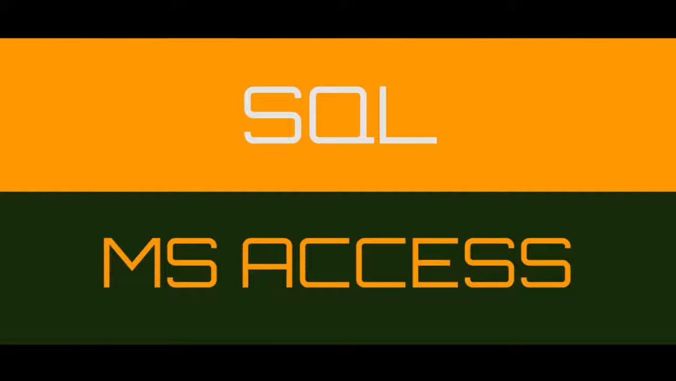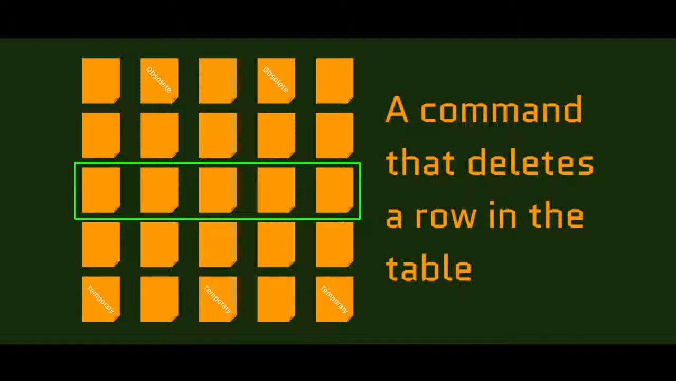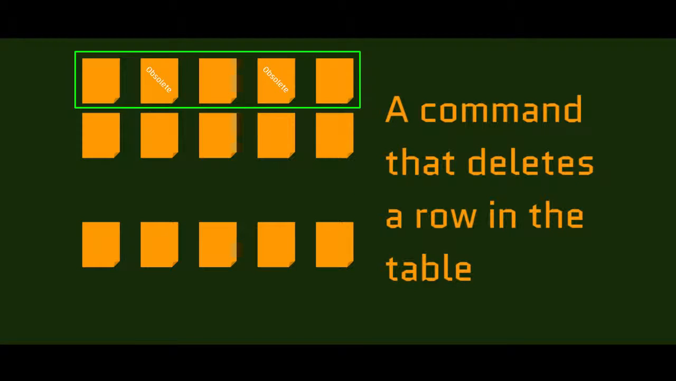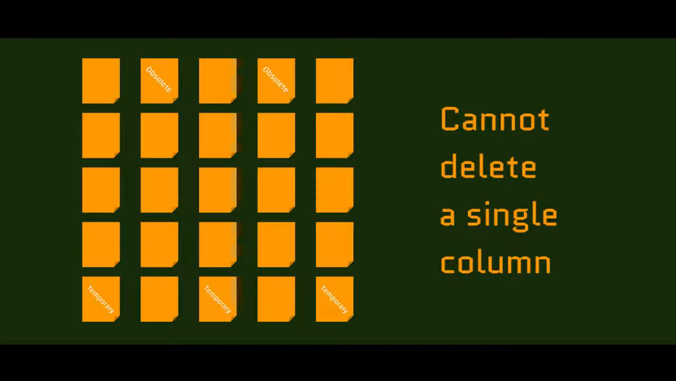But first, we need to understand what deleting a record is. Deleting a record is a command that deletes a row in the table, rows that are no longer needed in the database, may it be temporary or obsolete data. This function can delete more than one row in a database. The row cannot be retrieved once it gets deleted. Backup is needed in order to retrieve deleted data. You cannot delete a single column. Instead, you need to delete all data in the said row.